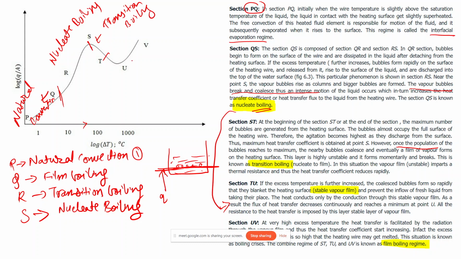And later on, in this TU regime, we have a stable vapor film, and in this UV regime, the excess temperature is so high that the heating wire may get melted, and this situation is known as boiling crisis. We call this STUV altogether the film boiling regime.